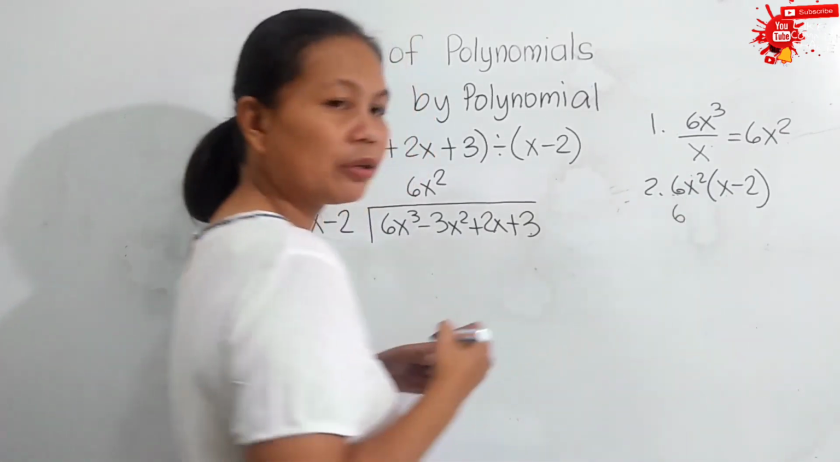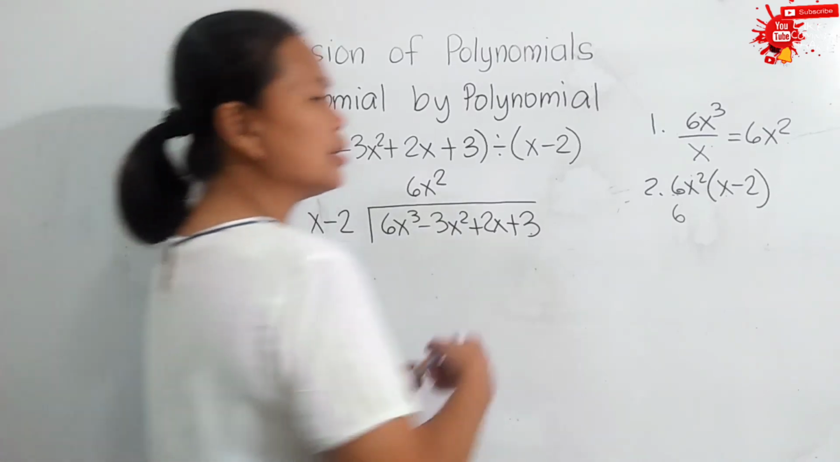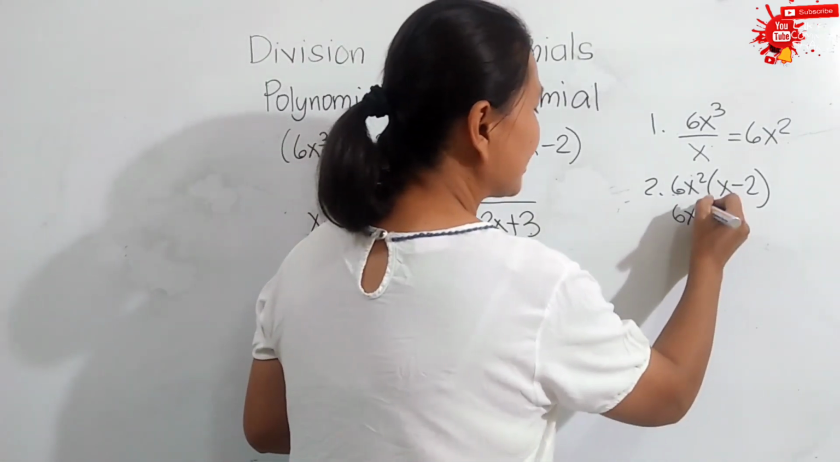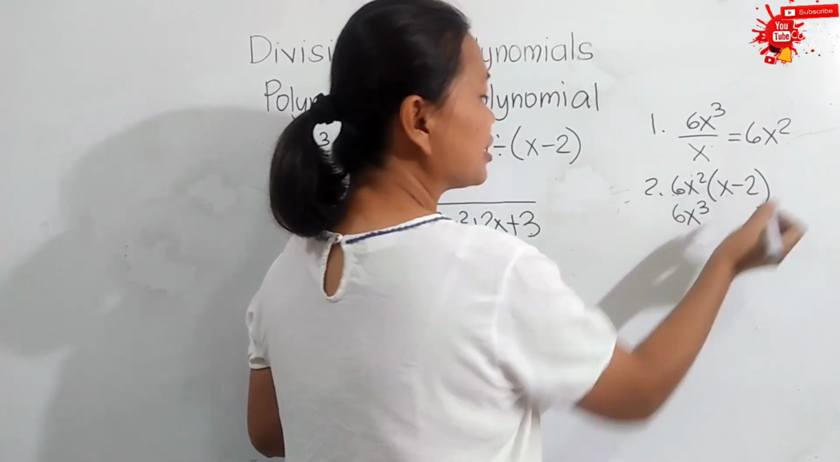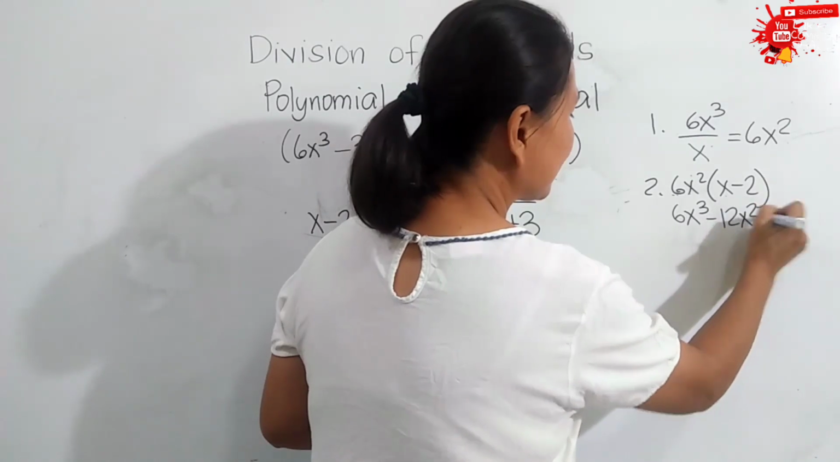So when it comes to multiplication, we add the exponent of the same base. So we have here 2 plus 1, 3. So we have 6x cubed. Then 6 times negative 2. So we have negative 12x squared.